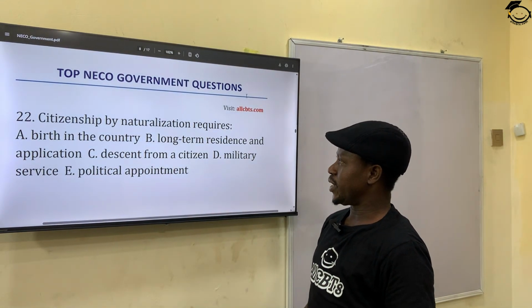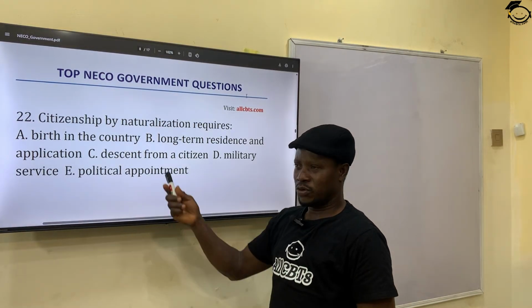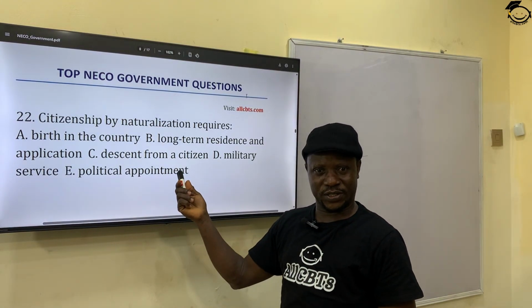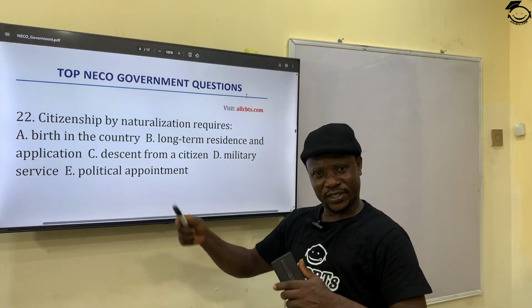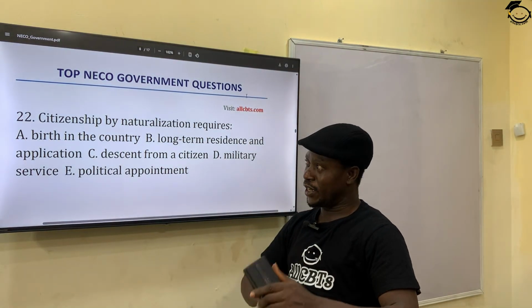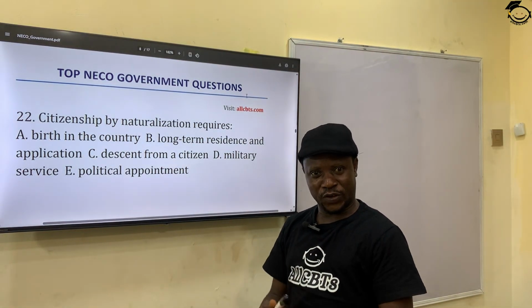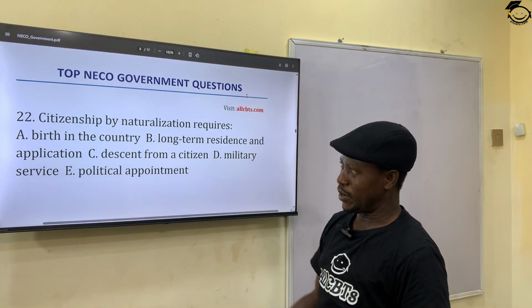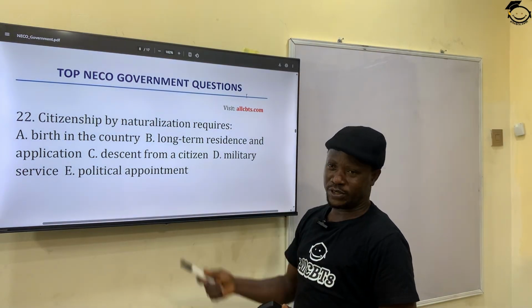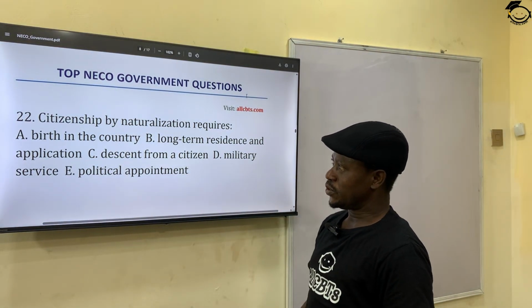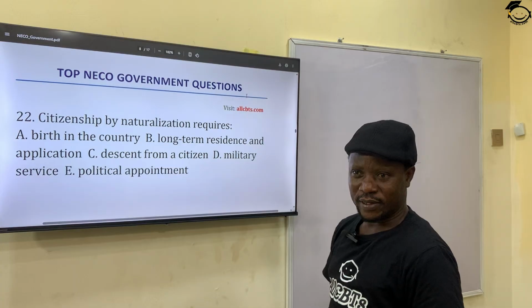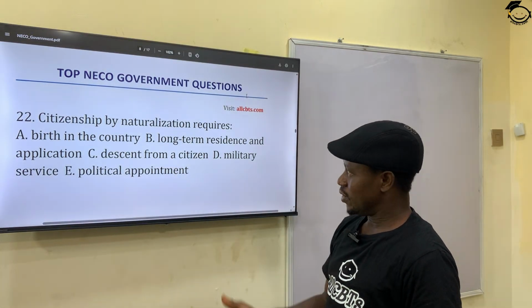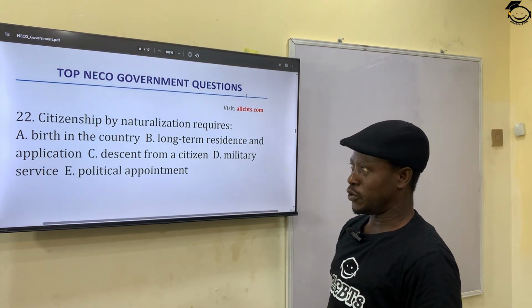Citizenship by naturalization requires, we just answered a question similar to this. That's to tell you that sometimes the examiner repeats questions in different ways. Okay? If you notice about number 17 or 18 thereabout, we answered a question that's similar to this, talking about naturalization. So citizenship by naturalization requires, I also explained that one. Maybe from my previous explanation, you can just pick your answer direct.